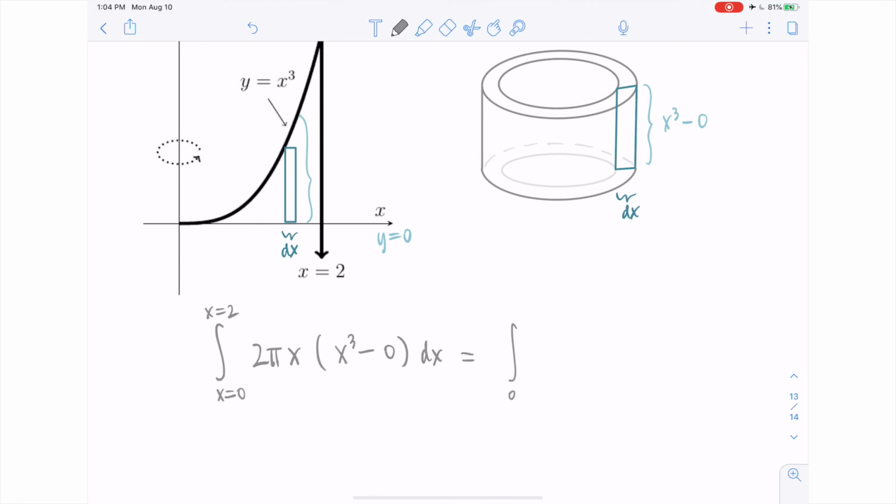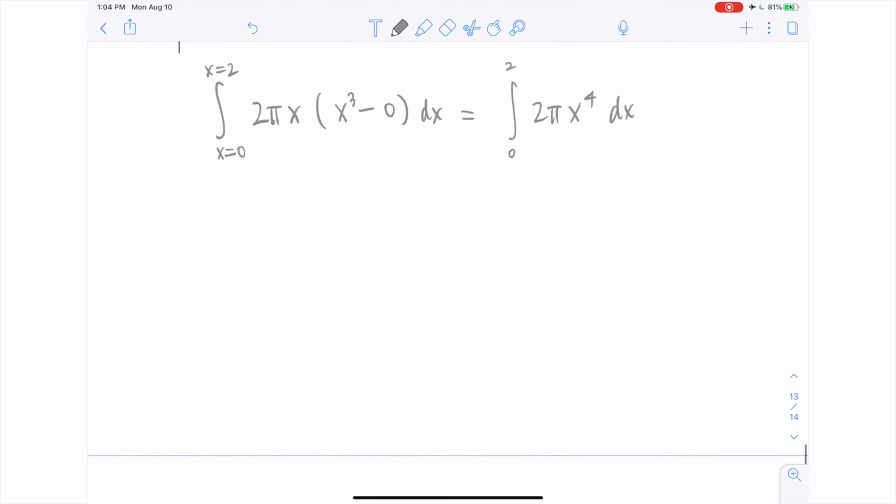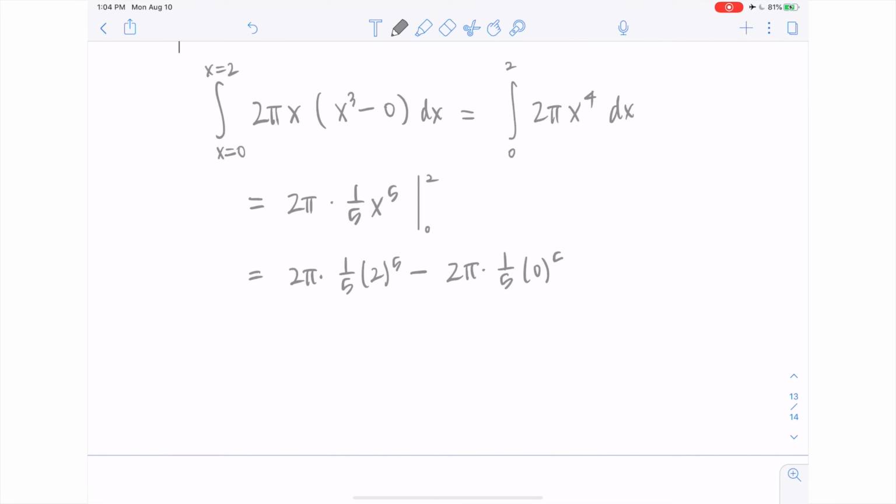So we're going from 0 to 2, and I am going to multiply that x cubed by the x, so I'm getting x to the 4th. All right, we are already ready to integrate. This is going to go a lot faster than some of the other integration problems we've done. So I add 1 to the exponent and divide by that new exponent. I have 2 pi times 1/5 x to the 5th, going from 0 to 2. I substitute in 2 first, so I have 2 to the 5th, and then I subtract off what happens when I do 0, so 0 to the 5th.